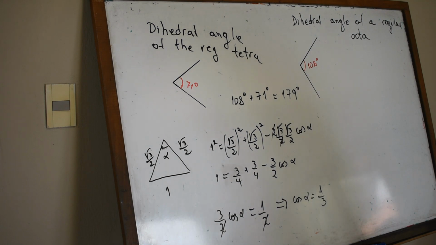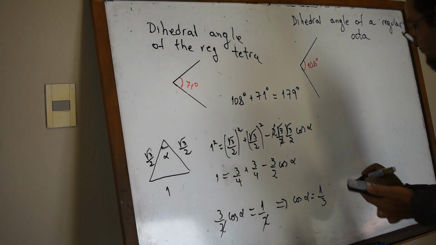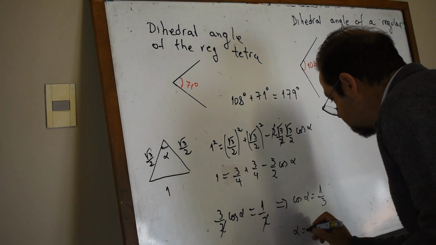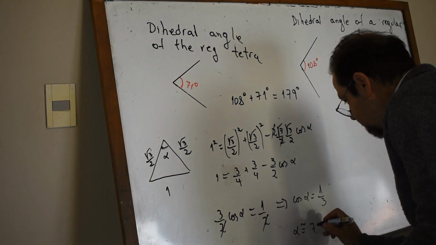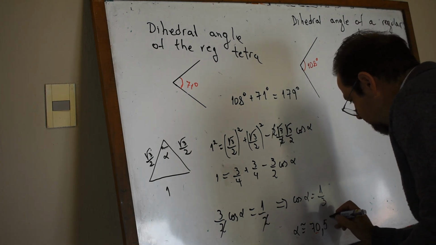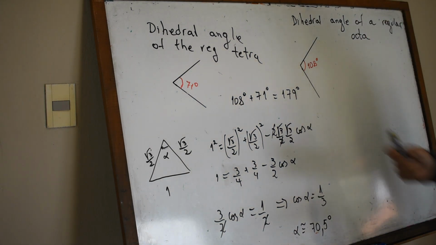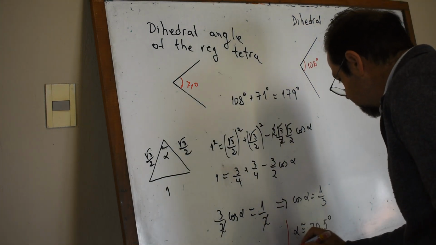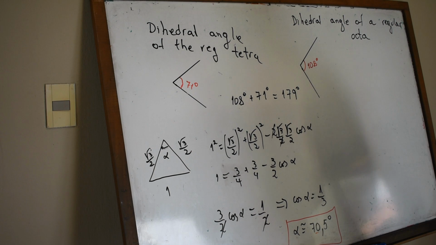I look on the calculator what angle corresponds to that. 1 divided by 3, and that's 70. That means that alpha is approximately 70 degrees, 0.5. Let's leave only one decimal position: 70.5. We measured 71. It was pretty good. And now we have to do the same thing with the octahedron.